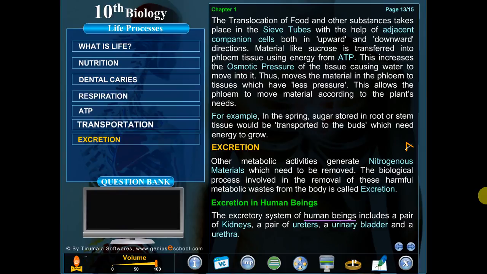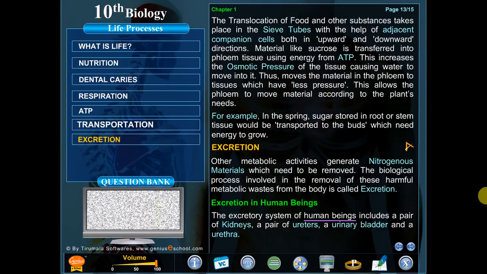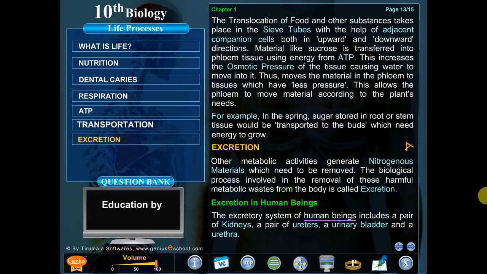Excretion. Other metabolic activities generate nitrogenous materials which need to be removed. The biological process involved in the removal of these harmful metabolic wastes from the body is called excretion. Excretion in human beings. The excretory system of human beings includes a pair of kidneys, a pair of ureters, a urinary bladder, and a urethra.